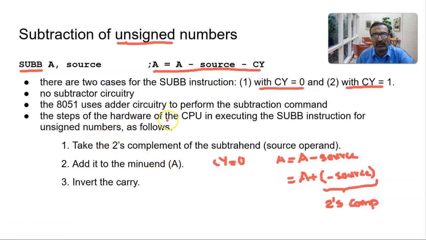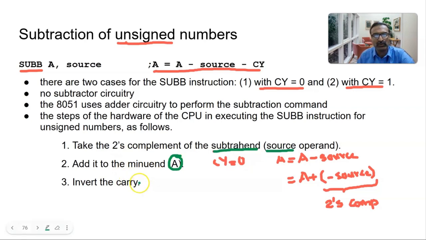The steps the CPU hardware follows in executing the SUBB instruction are: take the 2's complement of the subtrahend. The subtrahend is the source. So you take the 2's complement and add it to the minuend. The minuend will always be in A, so you do A plus this, and then you invert the carry.